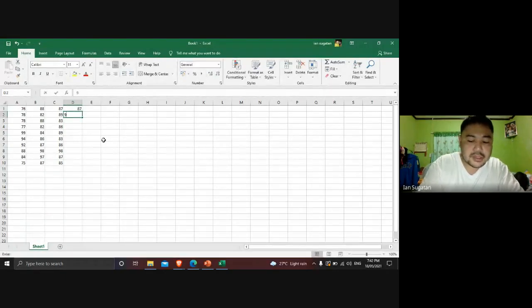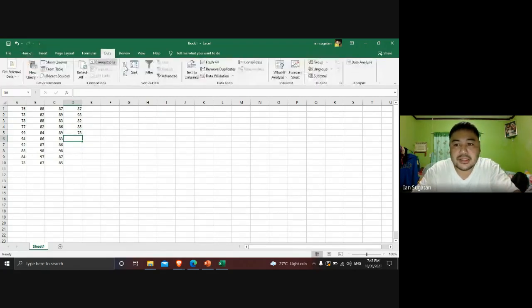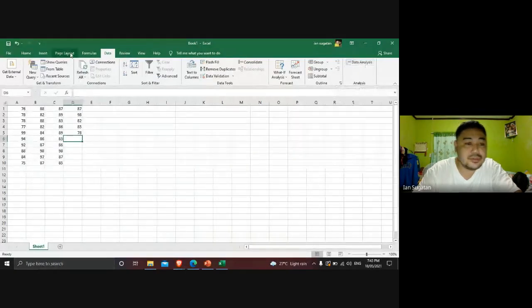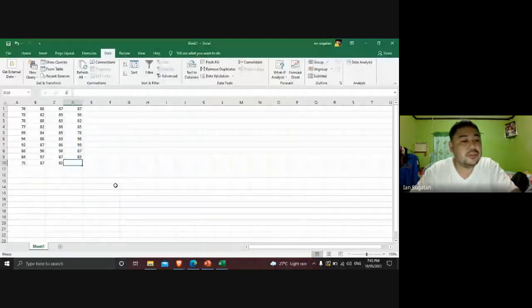While doing this, guys, let me remind you of the data analysis tool here in our data. Go back to our demo last time so you can check the direction for our computation of the Chi-square. Okay, so we have 4 tables.